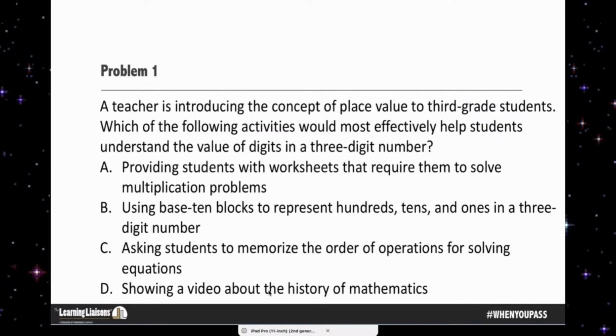Problem number 1. This is definitely for like a pre-K through 3, K through 6, and you'll see why in a minute. A teacher is introducing the concept of place value to 3rd grade students. Which of the following activities would most effectively help students understand the value of digits in a 3-digit number?